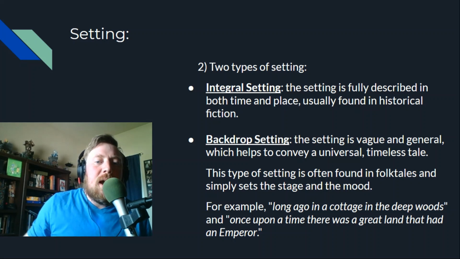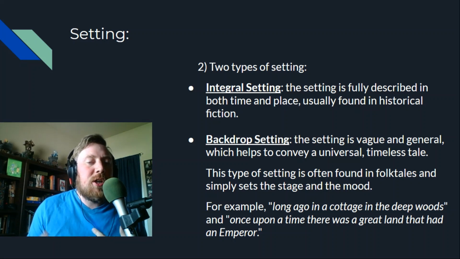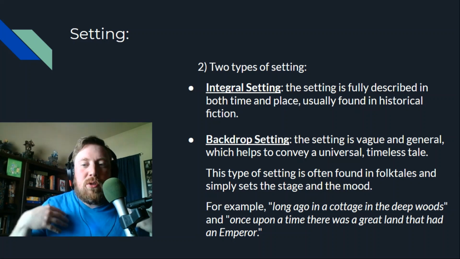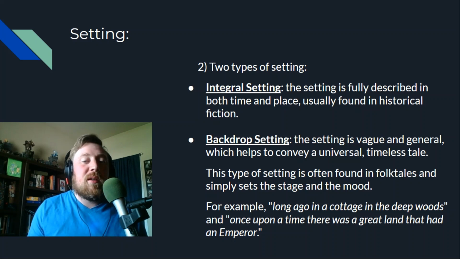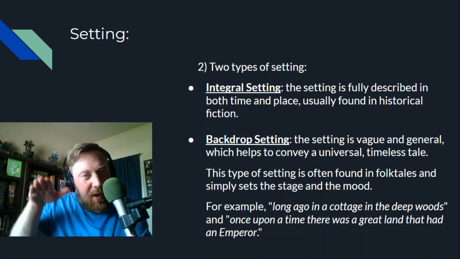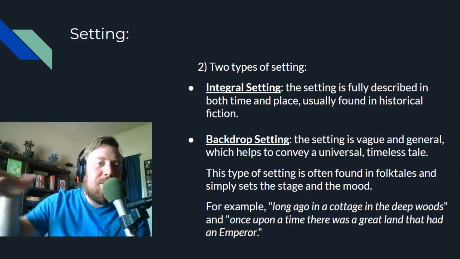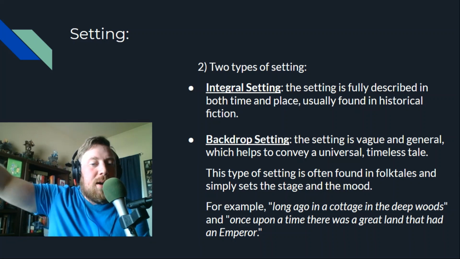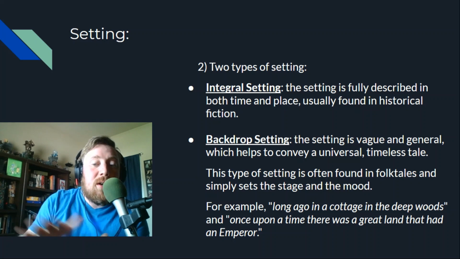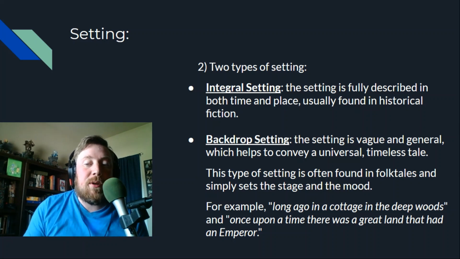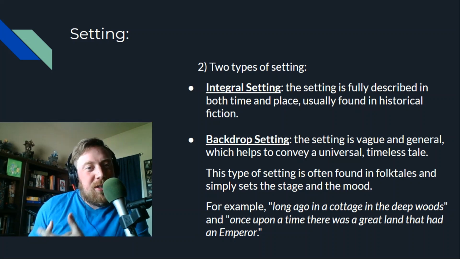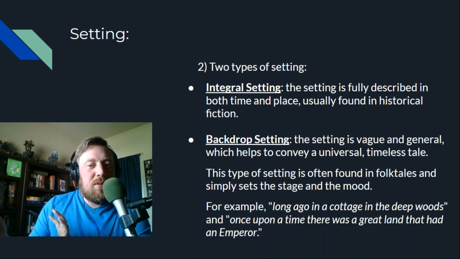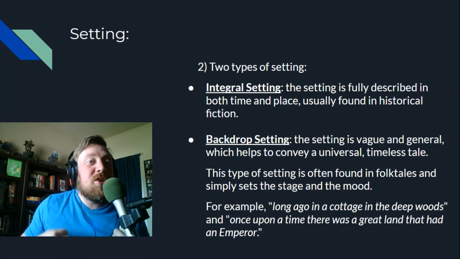A backdrop setting is vague and general, and it helps to convey a universal, timeless tale. You get a lot of these in fables. This type of setting is found a lot in folk tales, and it typically just sets the stage and the mood, and it skips along and says, all right, here's where we are. You could probably drop this into just about anything, right? It says a long time ago, or long ago in a cottage deep in the woods, or once upon a time there was a great land that had an emperor. The reason fables and folk tales so often get reinvented or reimagined into the modern era is because they're non-specific with the setting.